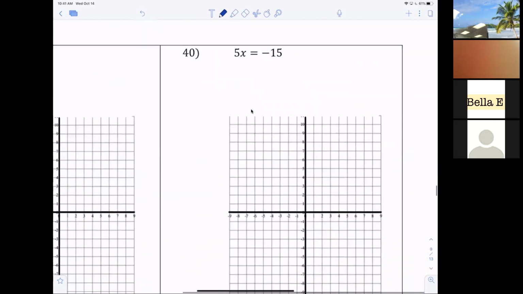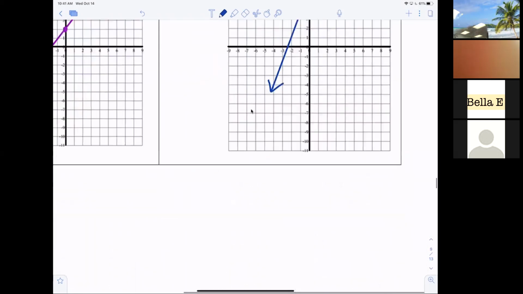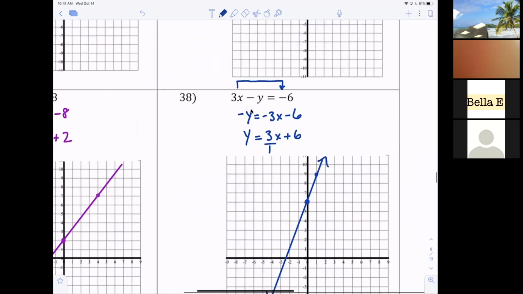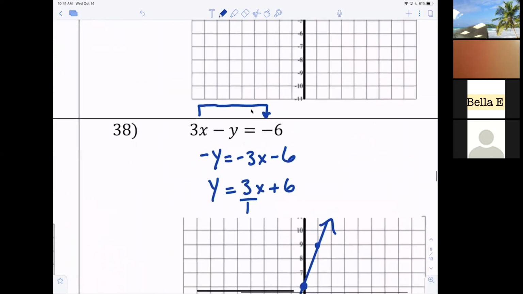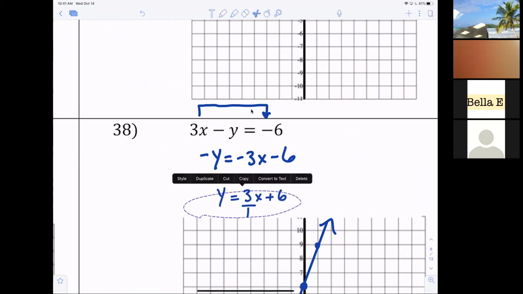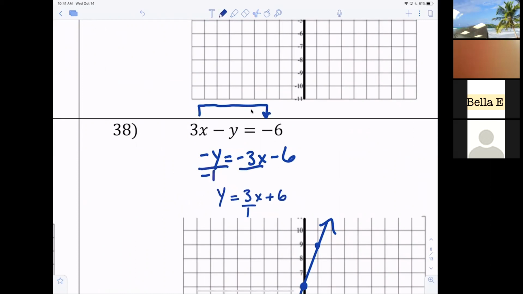Uh-oh, number 40. Why was the 6 positive in that? Negative divided by a negative is a positive. Well, we didn't divide anything. Yeah, we did. We divided by negative 1. I just didn't put it in there. Divide by negative 1, divide by negative 1. Or you could just listen to me and say, change all the signs.